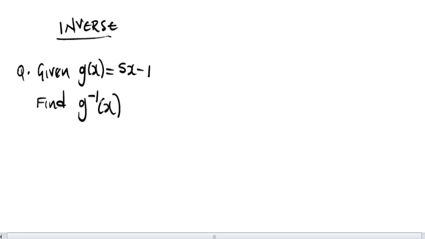So what are the steps for finding the inverse of a function? The first step is that you let g of x be equal to y. That's the first step.